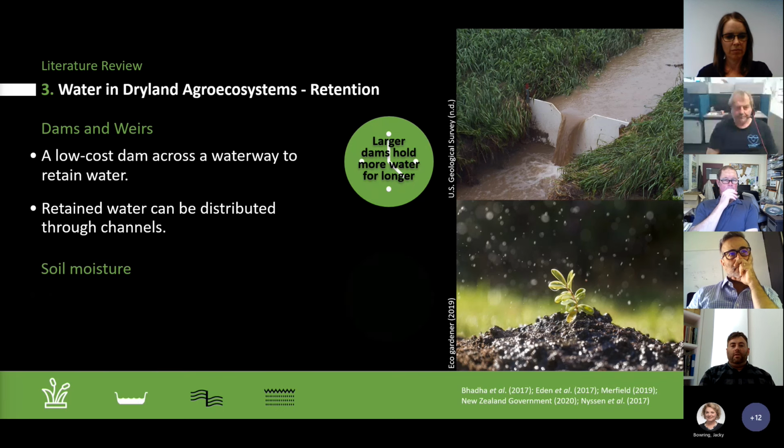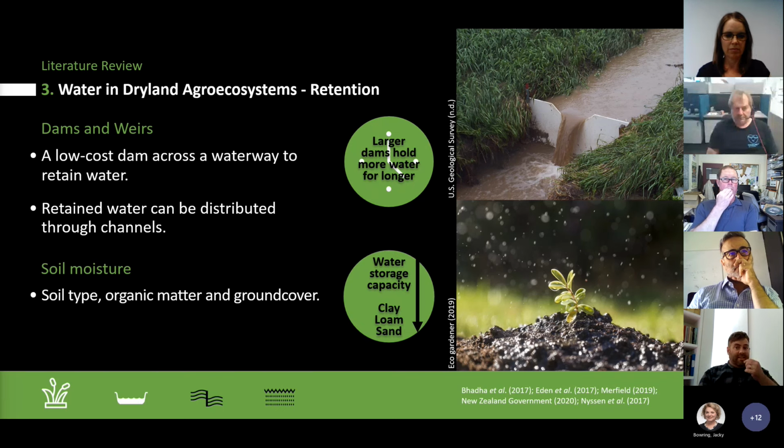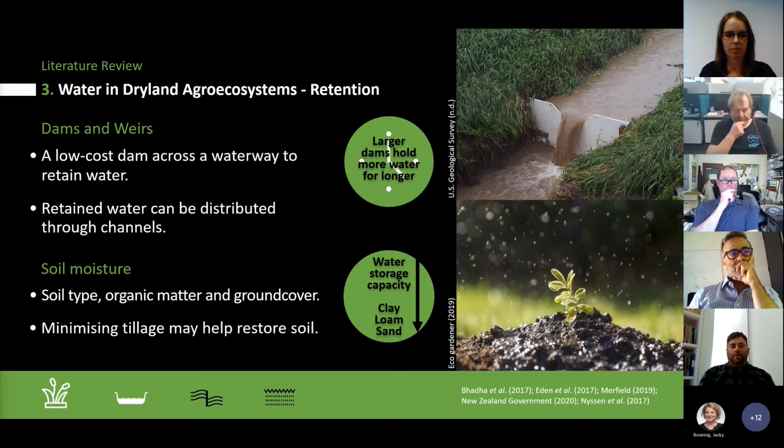The amount of water that can be stored in the soil depends on several factors, including soil type, presence of organic matter, ground cover, shade, and shelter from nearby vegetation. In general, as we see in the little diagram there, clay soils retain the most water, loam soils the next, and sandy soils the least. However, in practice, most soils are a mixture of all types, so it's important to test the soil at each site. And there is growing evidence also that minimising tillage of the soil can help retain water.